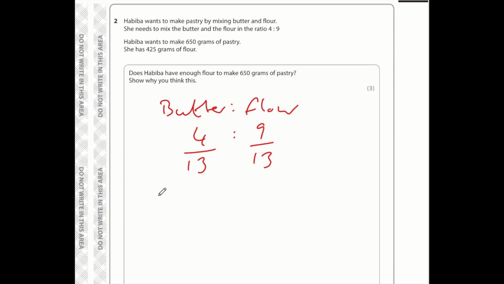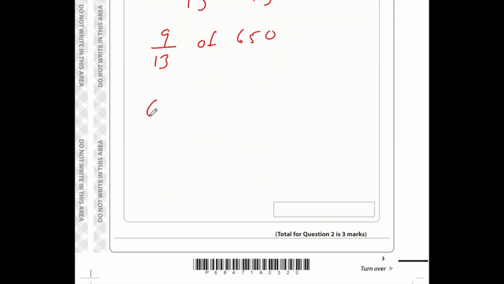Okay, so if we're making 650 grams of pastry, and we're interested in flour, then we want to work out what is 9/13 of 650. When you're working out a fraction of a total, take your total, divide it by the number on the bottom, and then times by the number on the top. 650 divided by 13 times by 9 is 450 grams of flour.